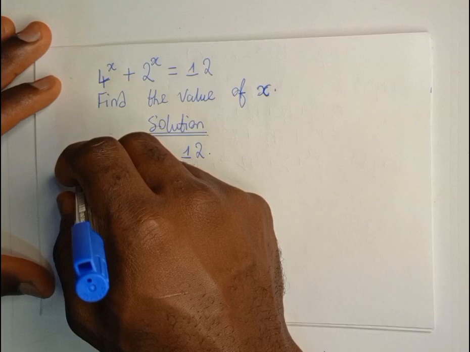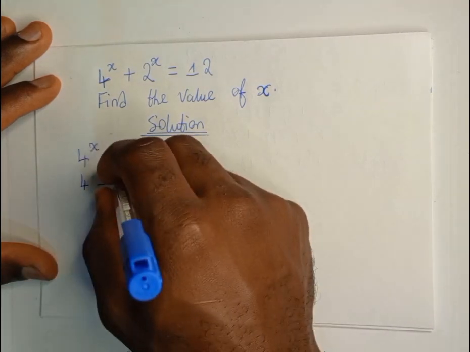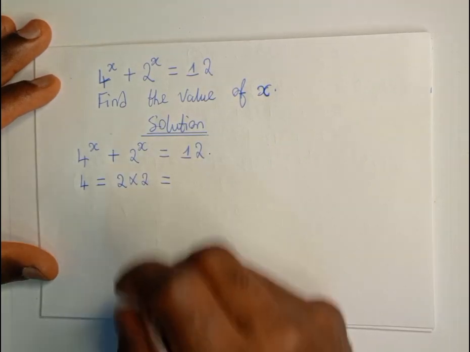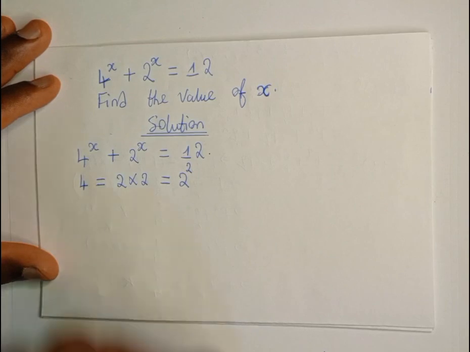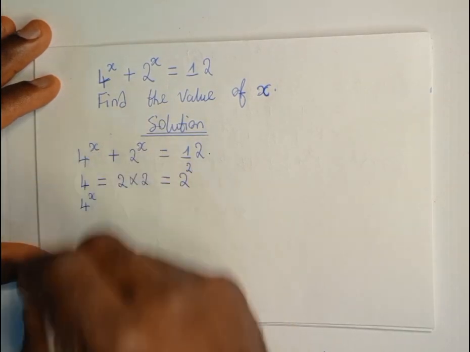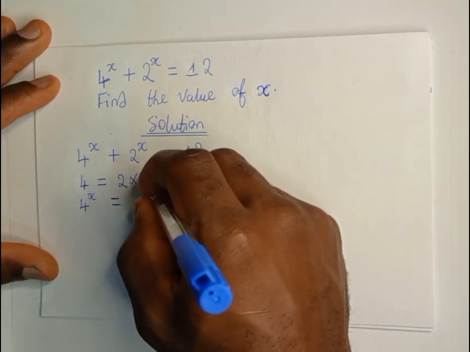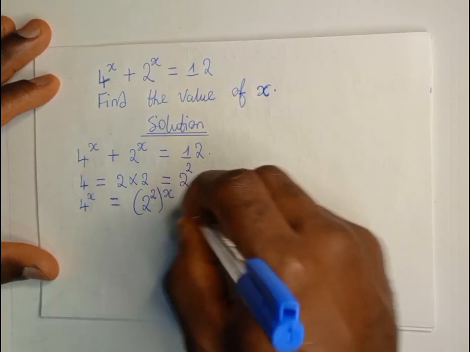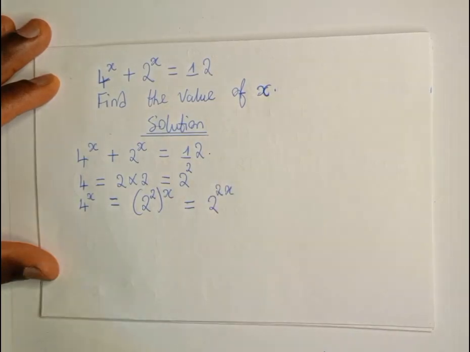First thing we know, 4 can be expressed in index form with 2 at the base. 4 is equal to 2 times 2, which is simply equal to 2 raised to the power 2. Now, if we take 4 raised to the power x, it will simply be equal to 2 raised to the power 2, all this raised to the power x, which is simply equal to 2 raised to the power 2 times x, gives us 2x.